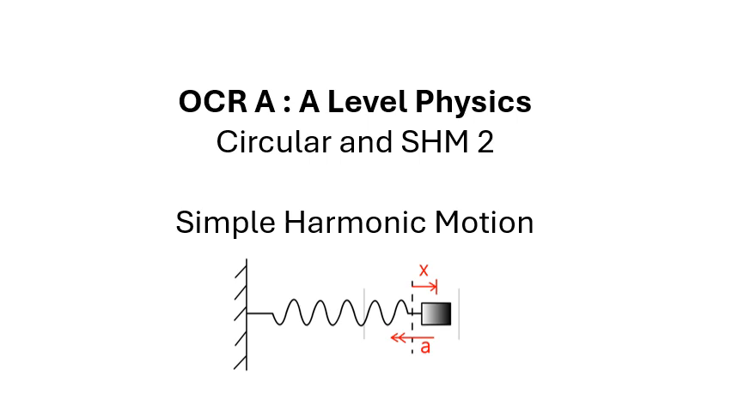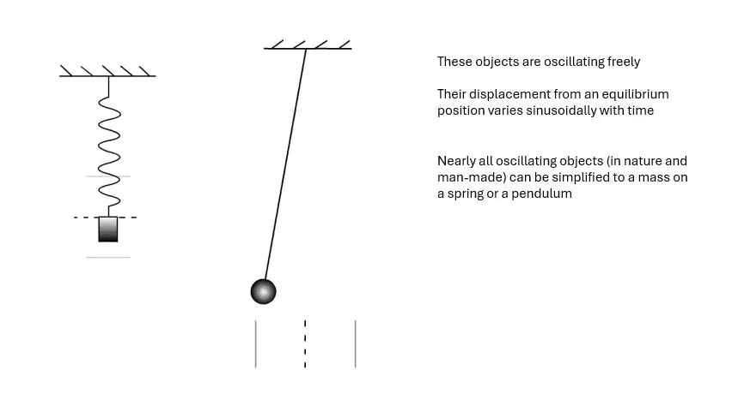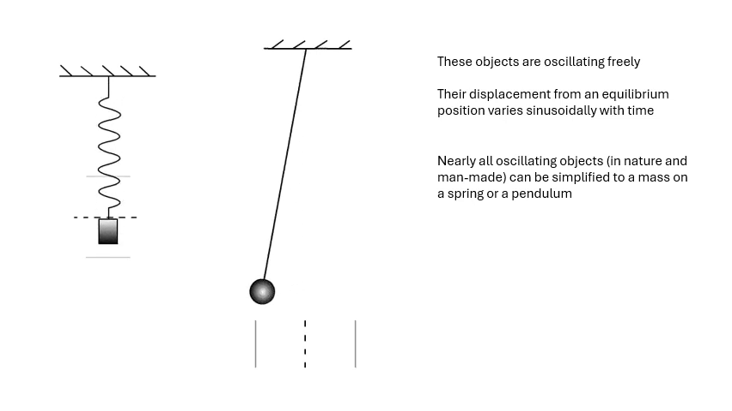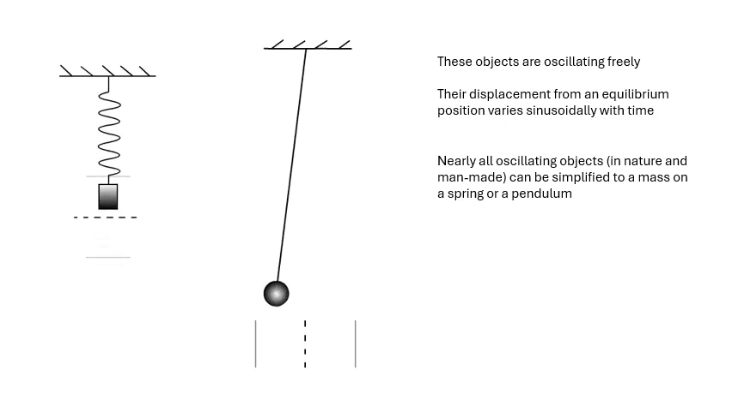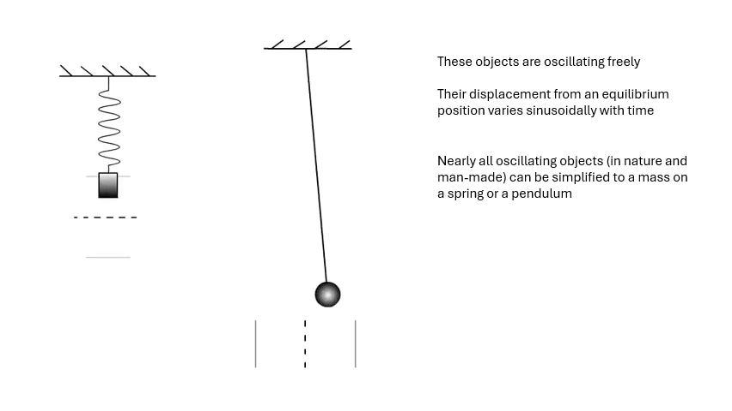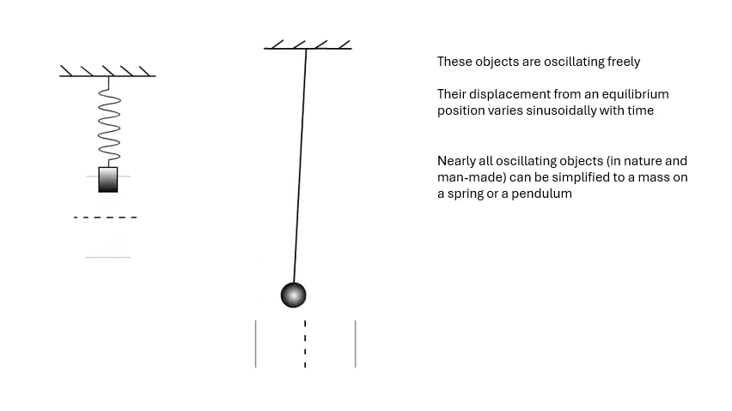OCR A, A-level physics, and this is my second video on circular motion and SHM, and this video is about simple harmonic motion. So, a mass on a spring, in this case bouncing up and down, a pendulum. Now these objects are oscillating freely. We give them an initial displacement and then we let go, and it is a free oscillation. And their displacement from an equilibrium position varies sinusoidally with time.